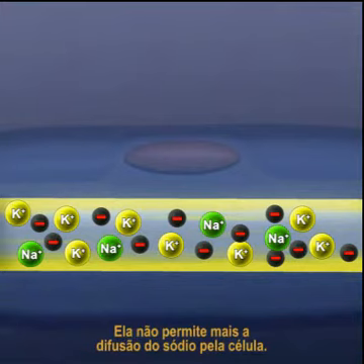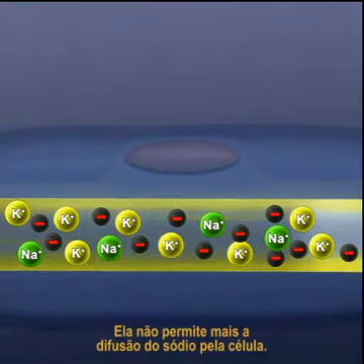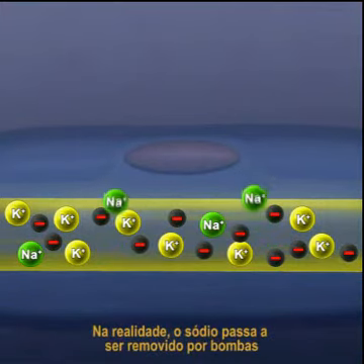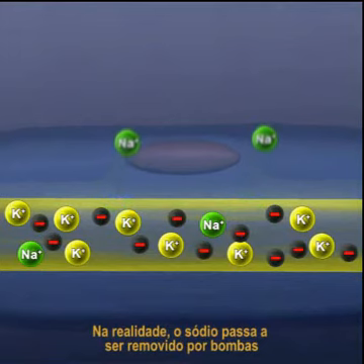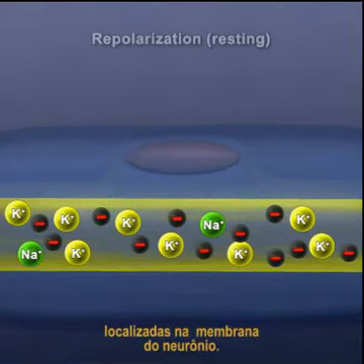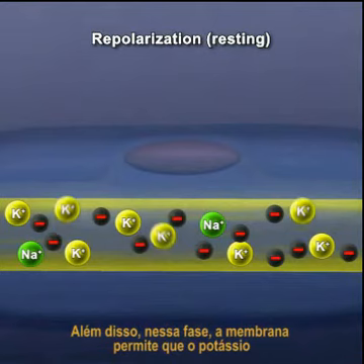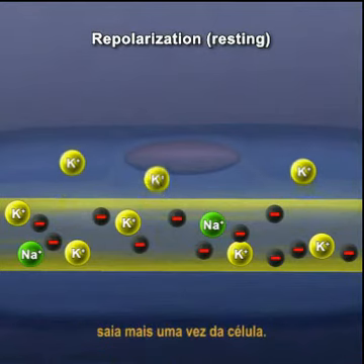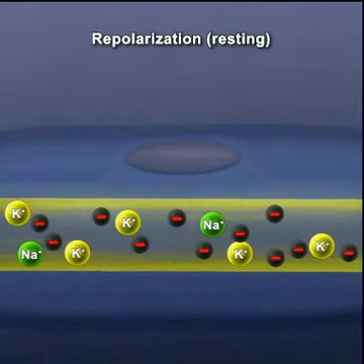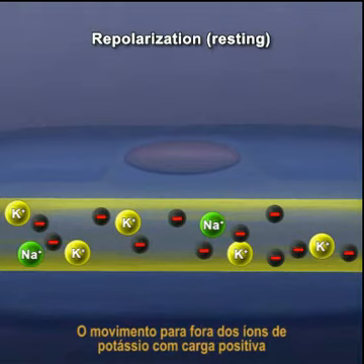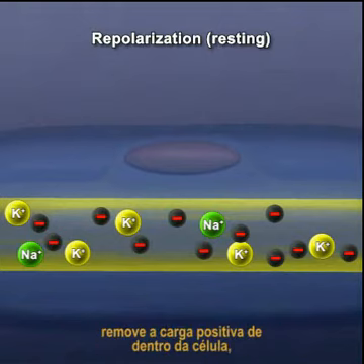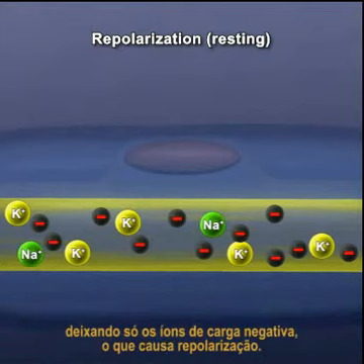After the impulse has passed through, the cell membrane again changes. It no longer allows the diffusion of sodium into the cell. In fact, the sodium begins to be removed by pumps located within the membrane of the neuron. It also allows potassium to once again diffuse out of the cell. This outward movement of the positively charged potassium ions removes the positive charge from the inside of the cell and leaves behind the negatively charged ions, which causes repolarization.